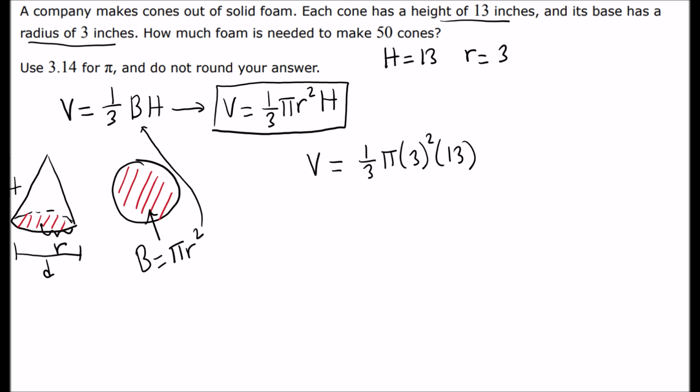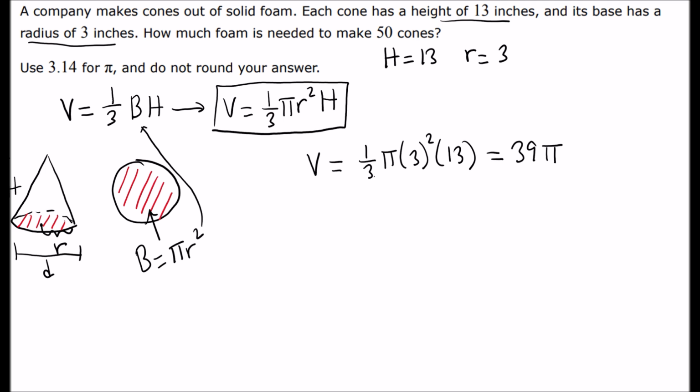And remember, this is going to give us the volume for one cone, and then we can multiply by 50 to get it for 50 cones, right? So let's figure out what this is. We get 3 squared is 9, 9 divided by 3 is 3, and then 3 times 13 is 39. So this is 39 pi.